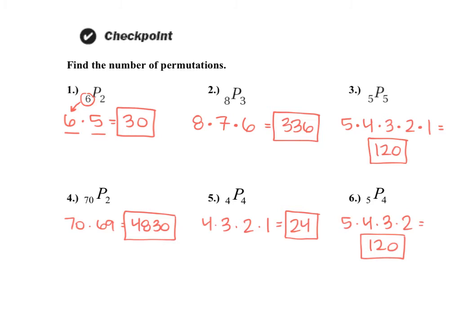All right, go ahead and check your answers with mine. I want to look real quickly at 3 and 6 because hopefully what you noticed is that 3 and 6 actually both came out to be the same answer, even though they're not the same exact problem. Number 3 was a permutation of 5 choose 5. 6 was a permutation of 5 choose 4. So how did they come out the same?